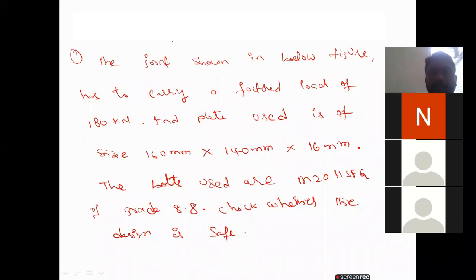So students, please look into this problem. The joint shown in the below figure, I will draw the figure also, has to carry a factored load. The load is 180 kilonewton. The end plates used are of size 160 length and 140 width.